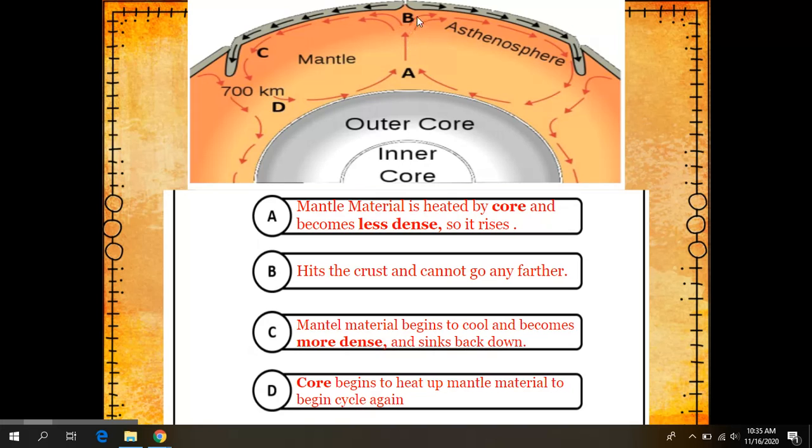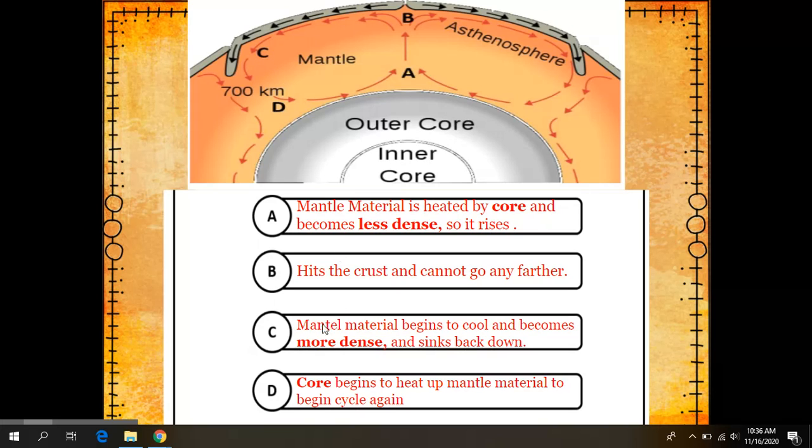So then they come to point B. This is where it hits the crust, or more specifically, the lithosphere, and it cannot go any farther. So either it's going to come through and create new crust, or it's going to head right back into the cycle. So at point B here, we're starting to cool down some, and now what's going to happen is this mantle material is going to move. It's filling a void. It's moving and filling the space left at point C.